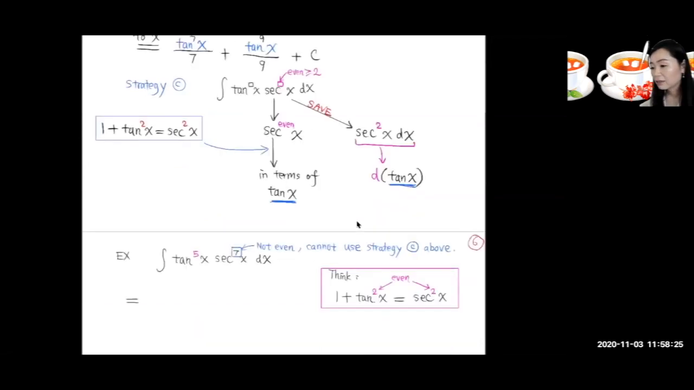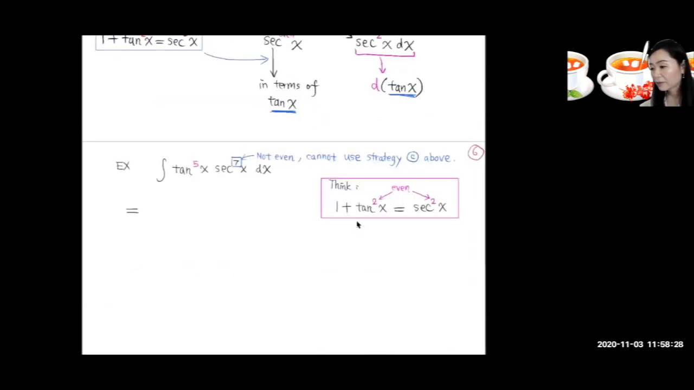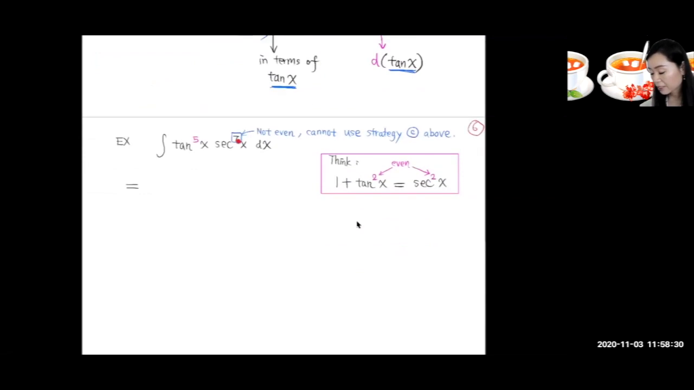Okay, now the next example here. This time over here, the exponent for secant is not even. We cannot use the strategy above. This time, the exponent for tangent over here is odd. Think about this identity. We try to make it even, okay? So we're going to save again. Which one do we save? I'm going to save one tangent x with dx.